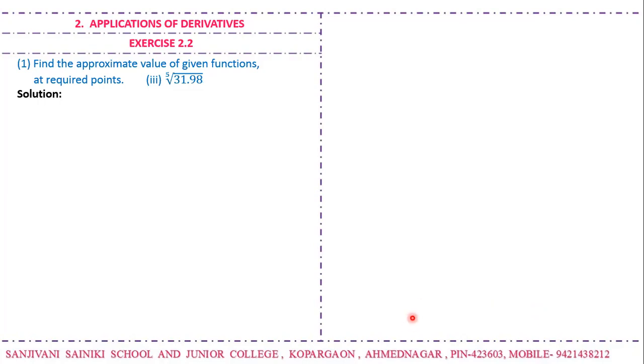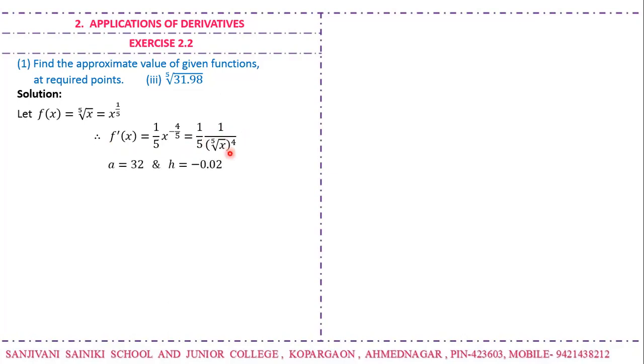Now the next example: find the approximate value of the fifth root of 31.98. So here my function will be fifth root of x, that is x raised to 1 upon 5. Now differentiate with respect to x. F dash of x is 1 upon 5 times 1 upon the fifth root of x raised to 4. So here I will choose a equal to 32 and h equal to minus 0.02, because the fifth root of 32 is 2, which I know. So the fifth root of 32 is 2, and f dash at a is 1 upon 80.